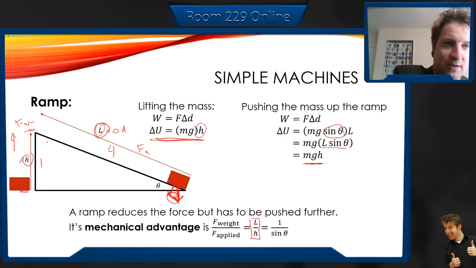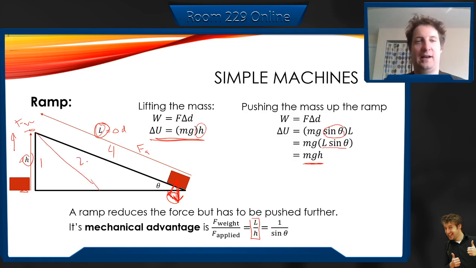If that's 1, say this is like 2. Right? If this is only twice as long, I would still have to apply a significant amount of force, right? And in that case, it would be a less good machine. But I'd have to push it less distance.